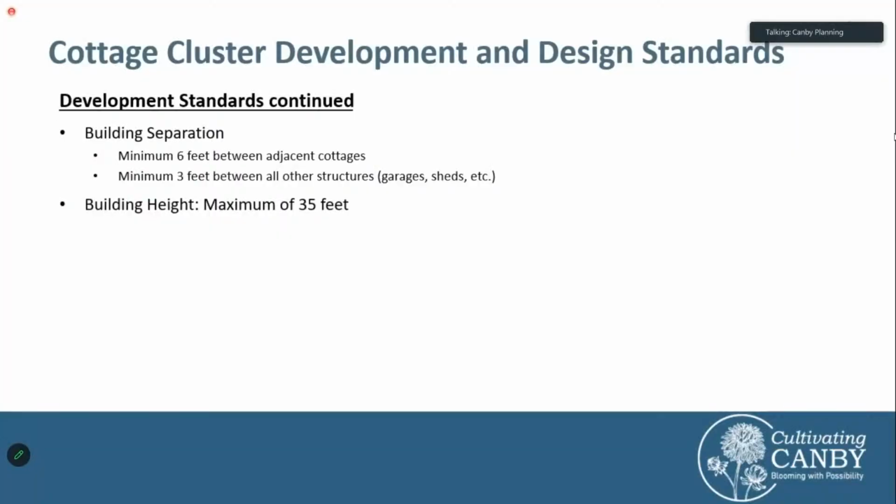All right. Building height, at this point, the code is written to be 35 feet, which is consistent with the residential zones, R1 and R15.